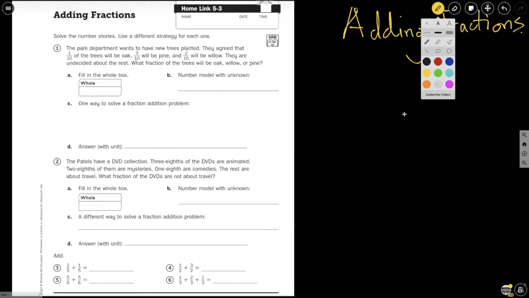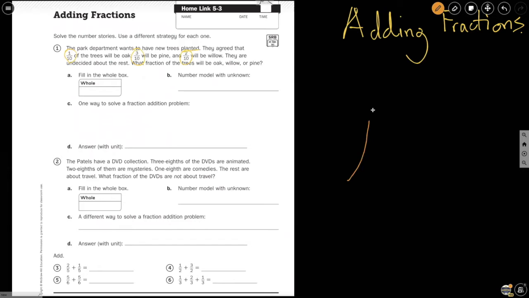the park department wants new trees planted. They agree that 1/10 of the trees are oak, 3/10 of the trees are pine, and 2/10 of the trees are willow. They are undecided about the rest. What fraction of the trees will be oak, willow, or pine? Okay, so if we were to draw this out just so you can see it, you have a tree, right?